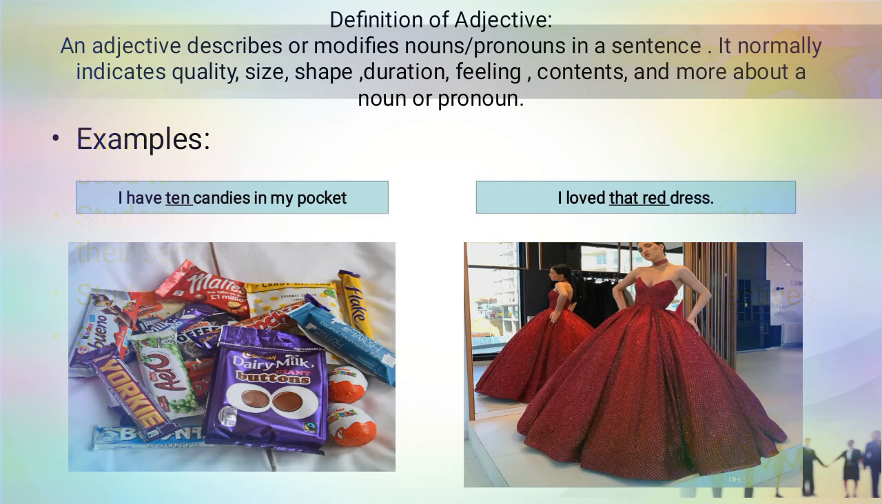Definition of adjective. An adjective describes or modifies nouns or pronouns in a sentence. It normally indicates quality, size, shape, duration, feeling, content, and more about a noun or pronoun. Examples are: I have 10 candies in my pocket. I love that red dress.